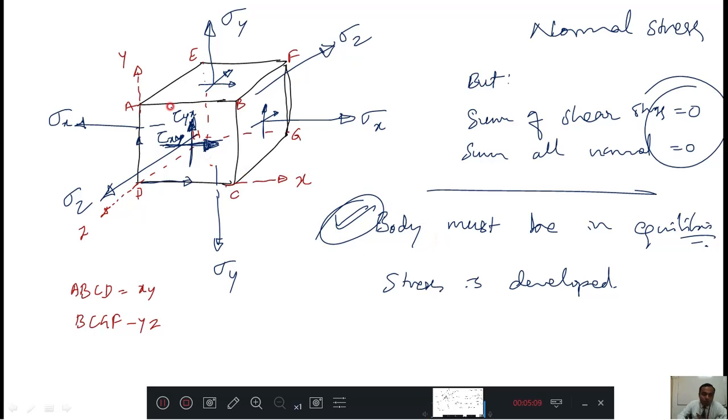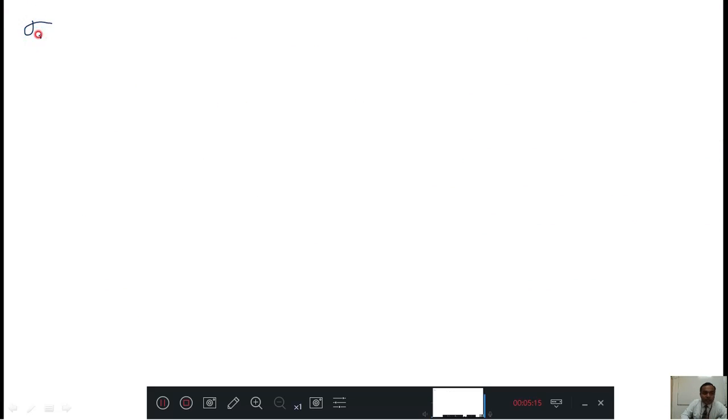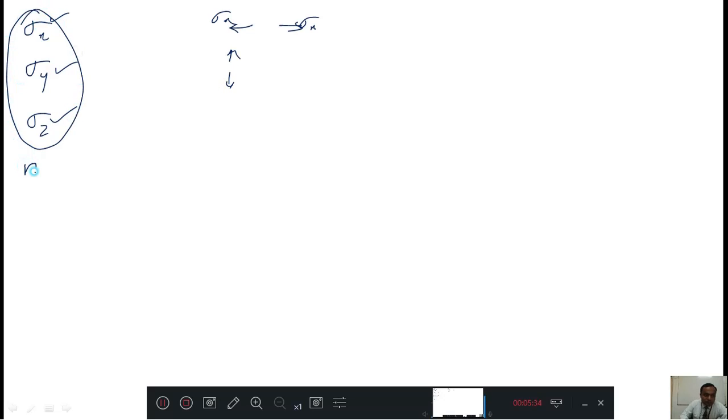Okay. Now, how many stresses are there here? If I name them, then I have sigma x, sigma y, sigma z. Okay, and sigma x in this direction, and this is also sigma x. Therefore, I will write only one sigma x. Like that, sigma y and sigma y, only one sigma y. Like that, I have three normal stresses. Agreed? Then how many shear stresses will be there? Shear stress in the xy plane, shear stress in the yz plane, shear stress in the zx plane. Three shear stresses are there.